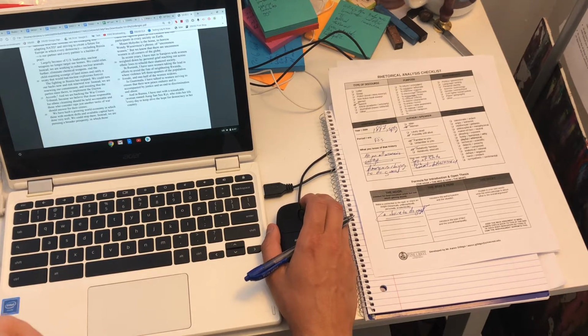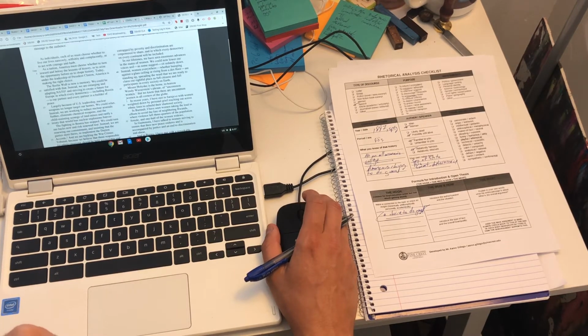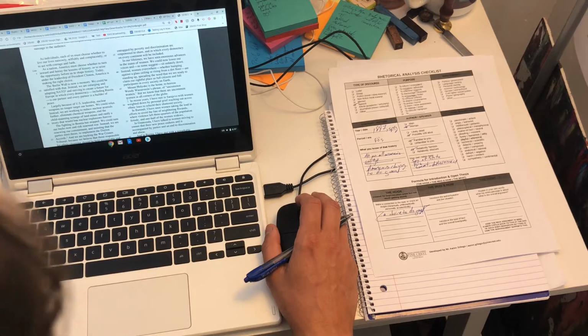Let's see, "in available capital, I've done very well. We could stop there. Instead, we are pursuing a broader prosperity in which those entrapped by poverty and discrimination are empowered to share, in which every democracy on every continent will be included." So there's a big kind of global goal in all this.